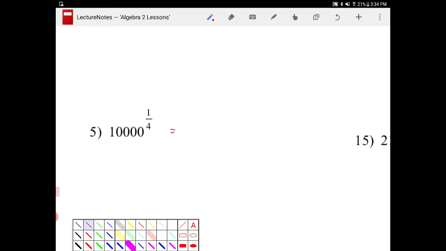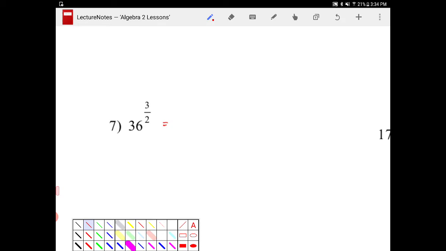Here we go. 10,000 to the 1/4. What is 10,000 to the 1/4? Well, 10,000 to the 1/4 is equivalent to 10 to the 4th to the 1/4, which is just 10. All right. 36 to the 3/2. Here we go. This is where things get a little more interesting.